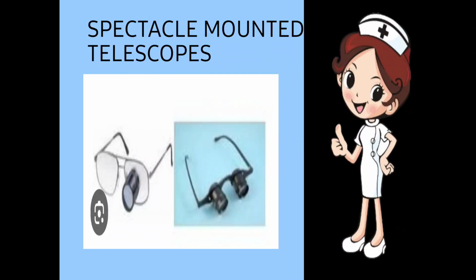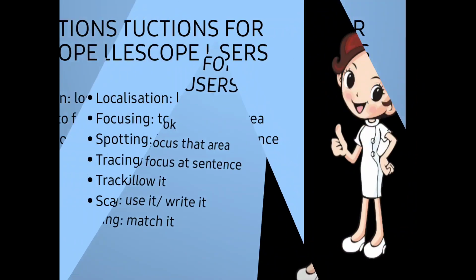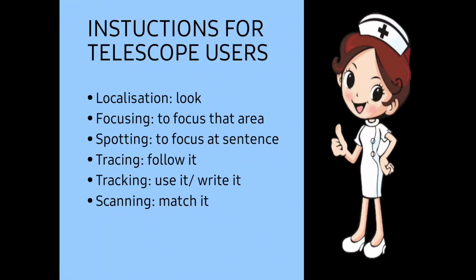So the person first of all has to wear this and look where he is supposed to read. For example, the person is supposed to read this sentence, so first of all he will look at this sentence. Next one, focusing. To focus at that area, he or she will focus on this area where he is supposed to look. Spotting, to focus at the sentence. Now he or she will focus at the sentence. Tracing, the person will follow it. In this way he or she will follow it.